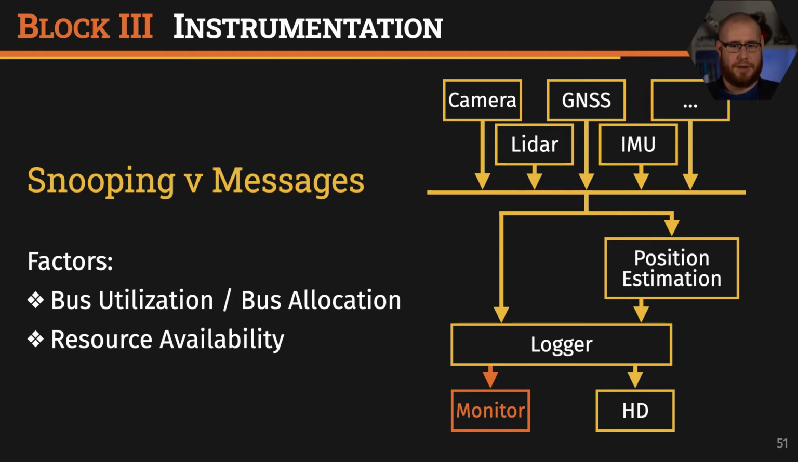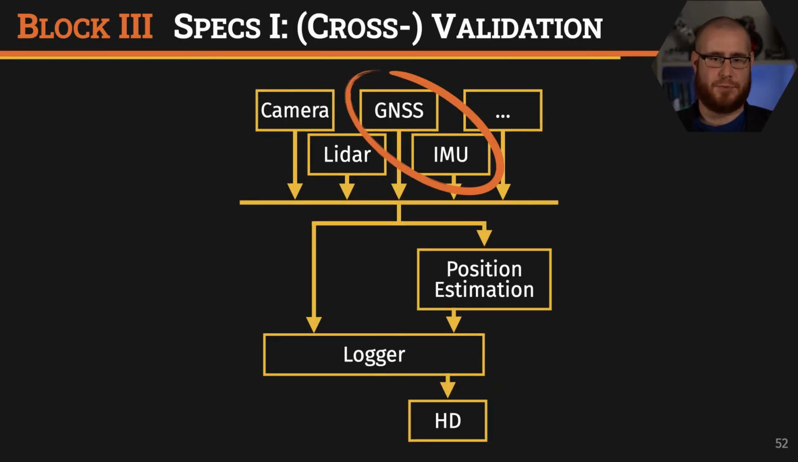So after deploying the monitor somewhere, you have to find specifications you want to monitor. In our case, we had two major categories of specifications. The first one is sensor validation and cross-validation. Here in particular, we had a look at the GNSS and the IMU module. They just offer themselves for cross-validation because they can both be used to estimate a position.